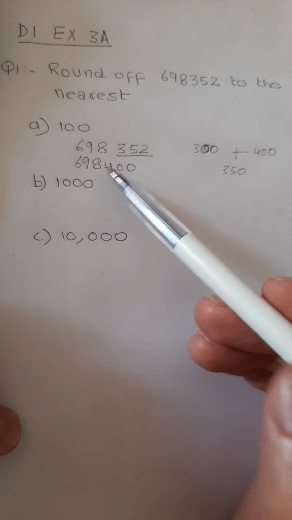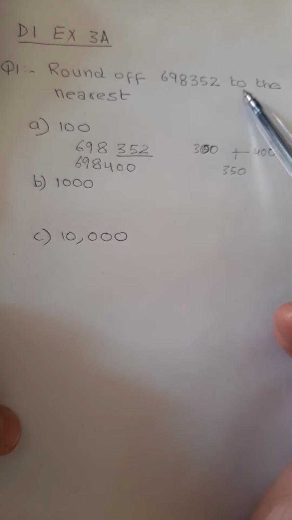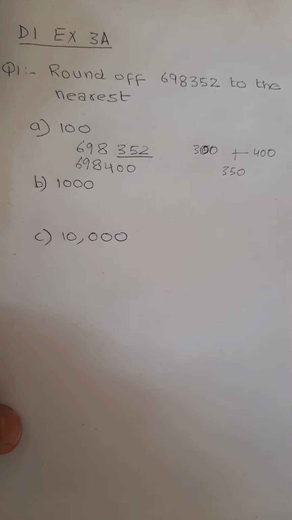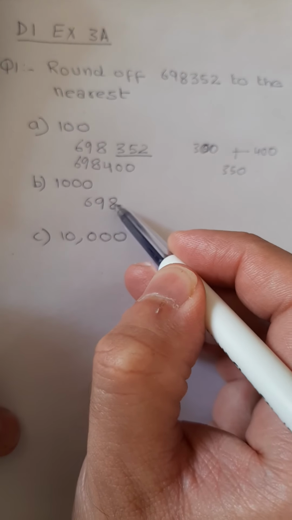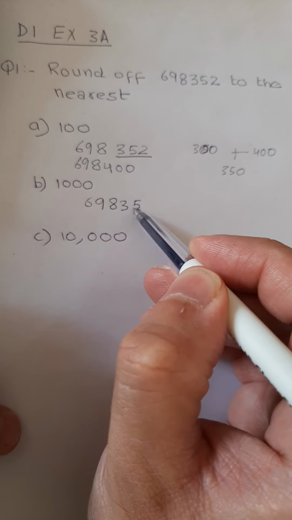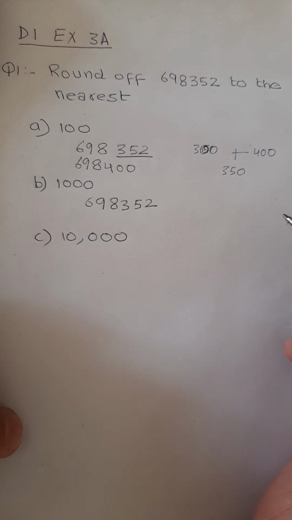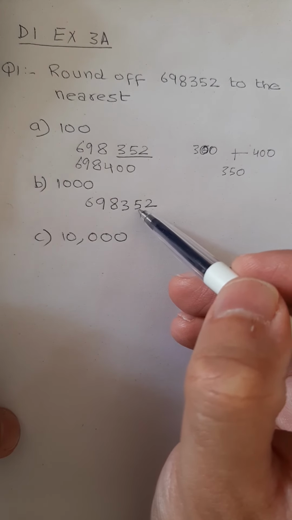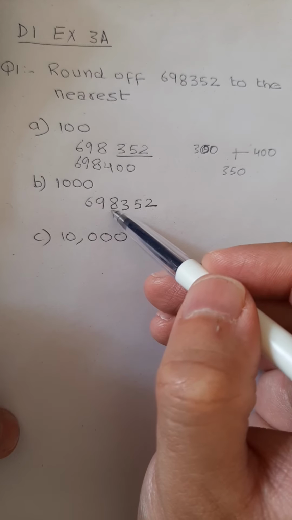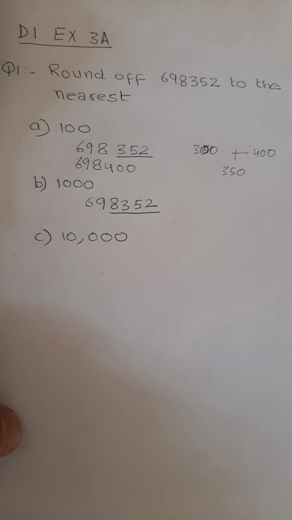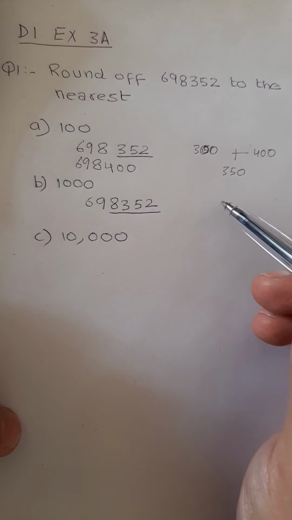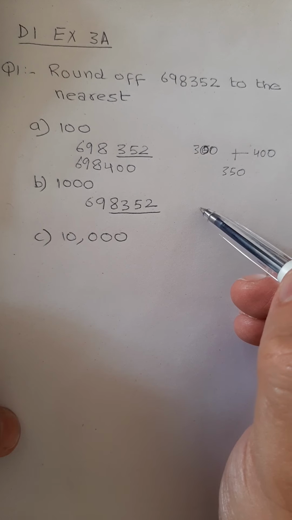In part B, you have to round off 698352 to the nearest 1000. Again, look at your number, 698,352. Identify the place value. This is unit place, 10 place, 100, 1000. So we need to work on this figure, 8352. You need to round off 8352 to the nearest 1000.